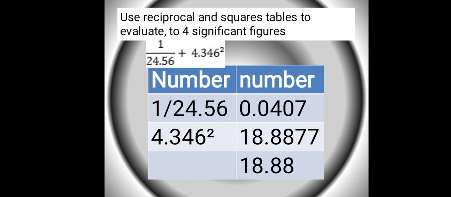Use reciprocals and squares tables to evaluate to four significant figures. The number 1 all over 24.56, its reciprocal is 0.0407. The number 4.346 squared, the square is 18.8877. Add the two, get 18.88 to four significant figures.